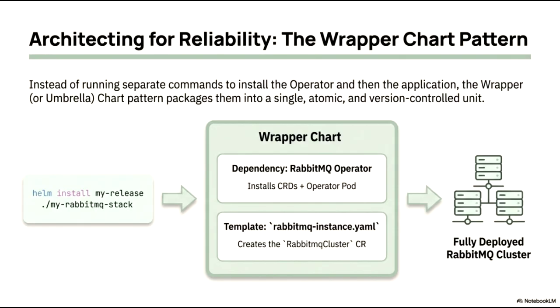As shown in this diagram, the wrapper chart includes the RabbitMQ operator as a dependency, which handles the installation of required custom resource definitions and the operator pod. Simultaneously, the chart contains a template for the RabbitMQ-instance.yaml file to create the RabbitMQ cluster custom resource. This consolidated approach ensures that all components necessary for a fully deployed RabbitMQ cluster are synchronized, making the deployment process more predictable and easier to manage.